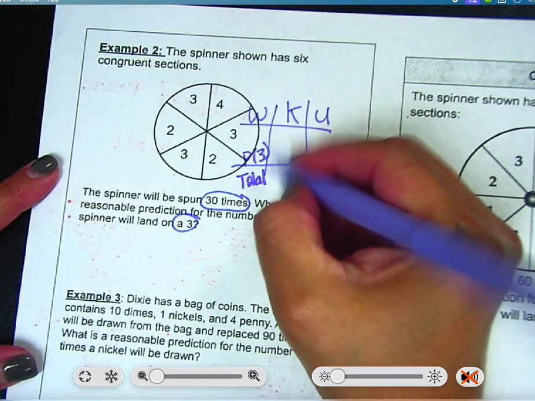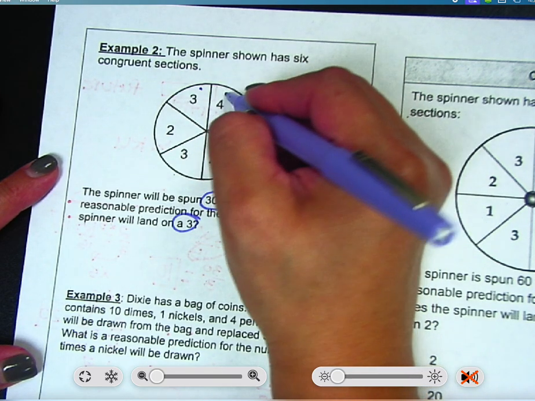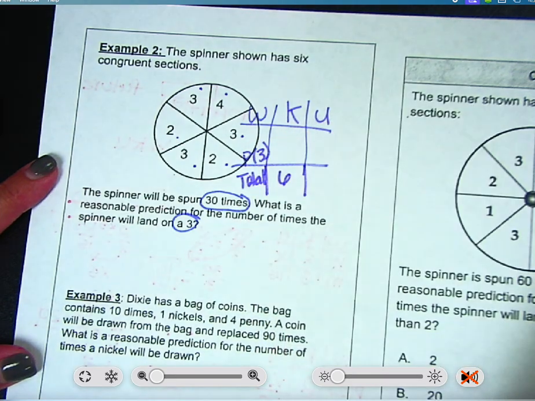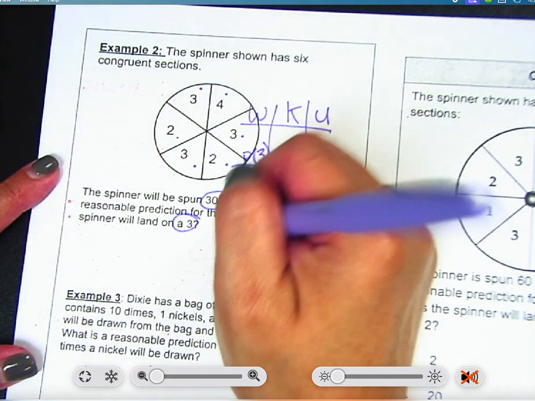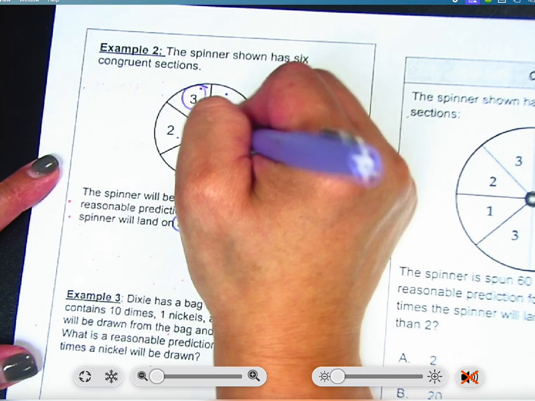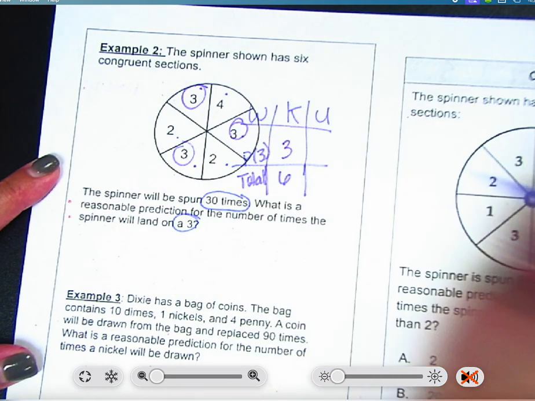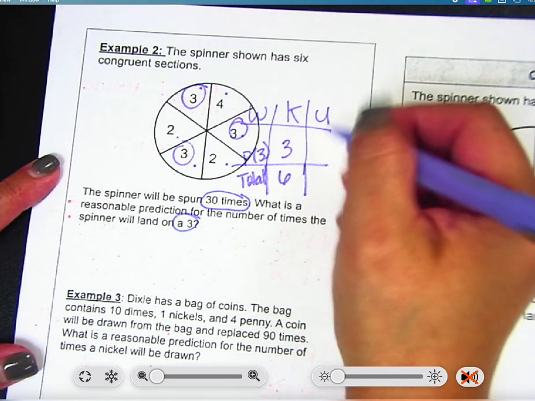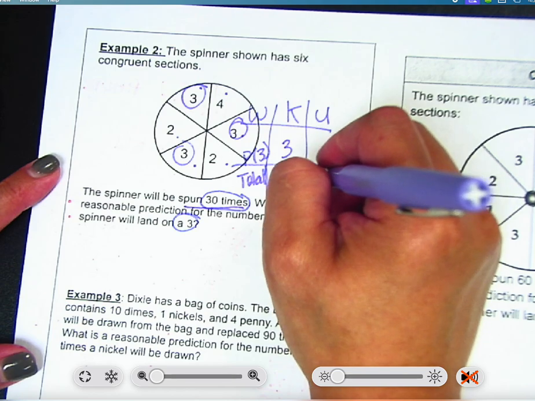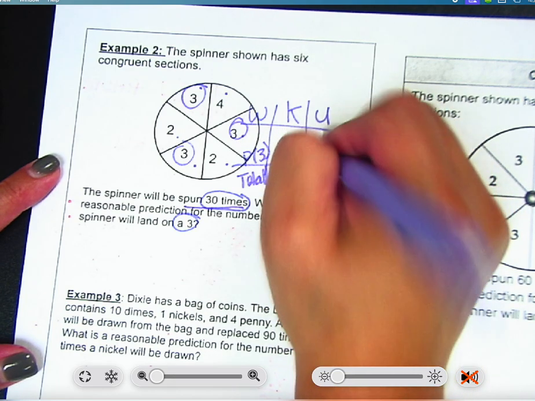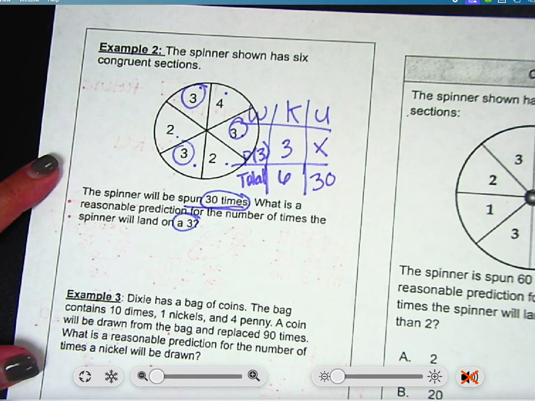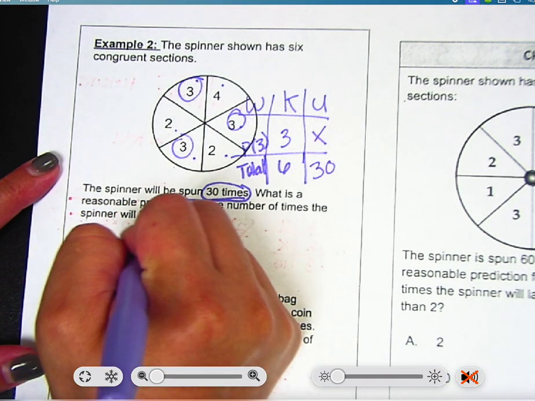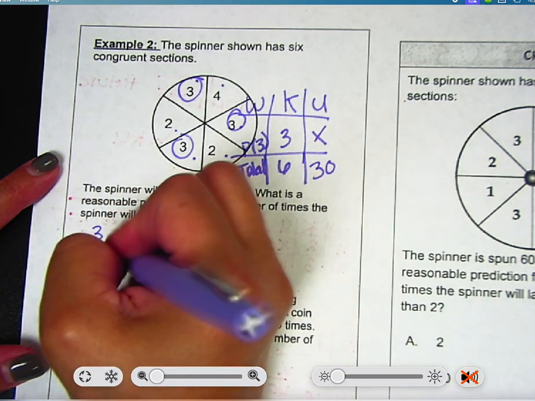So the known, I get from the spinner. My options are 1, 2, 3, 4, 5, 6. So I have 6 different options as a total. And then the probability of landing on 3 is how many 3s I have. 1, 2, and 3. So 3 out of 6 is my known. Now the unknown, this is your prediction part. They're going to do a total of 30 times, and we don't know what, that's what we're answering. So I'm going to rewrite that fraction: 3 over 6 equals x over 30.